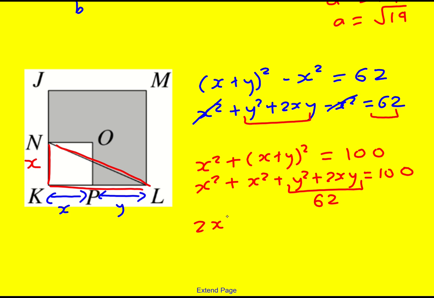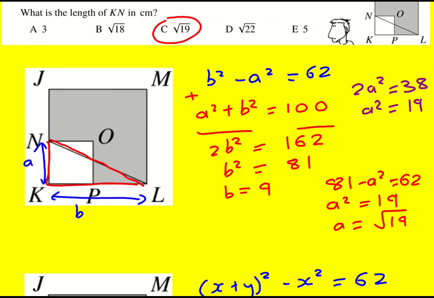And that means that 2x squared is going to equal 38, and we're on the same path now. So x squared is 19, x is the square root of 19. So, they're very similar really, but they just work out in a slightly different way.